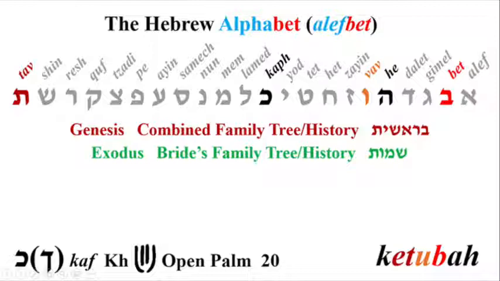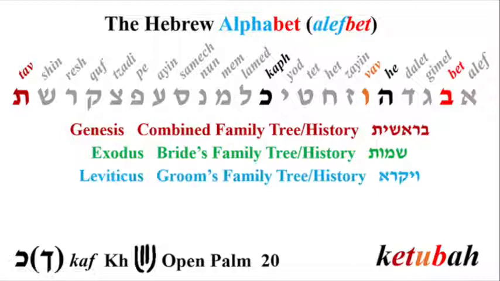In Exodus, you have the bride's family tree. The Jews are taken into slavery or become enslaved in Egypt. And they're going to be saved by their groom to be, right, God.